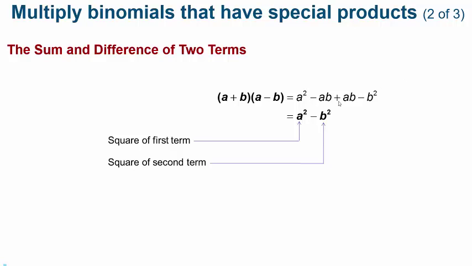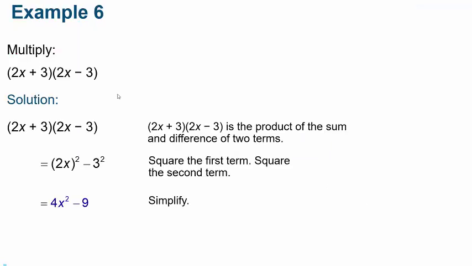They just get canceled out. So all that you're left with is a squared minus b squared. So whenever you see something that looks like this, the easiest way to solve this is just take the first term a and square it and subtract away whatever the b is squared. Like, let's take a look here.